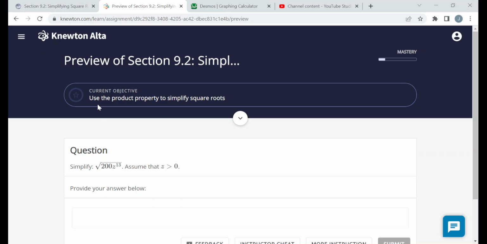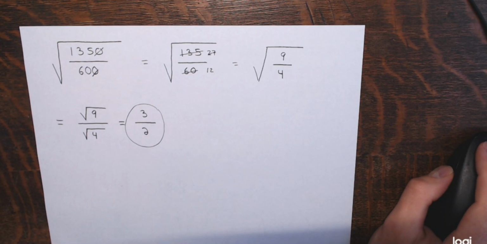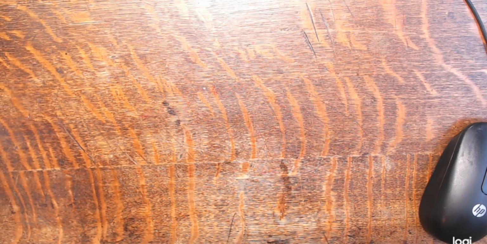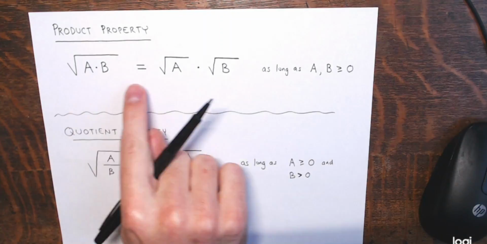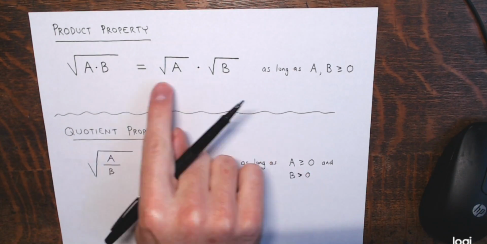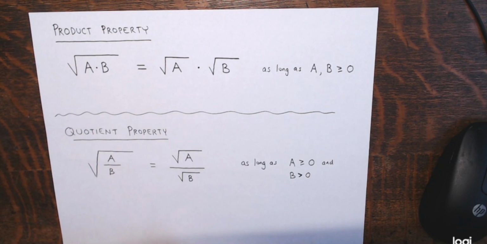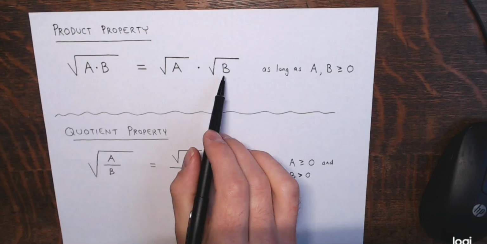All right, so now we're asked to use the product property to simplify square roots. So remember that product property was this. Right, the square root of a product is the product of the square roots of the factors, as long as the factors represent non-negative numbers.